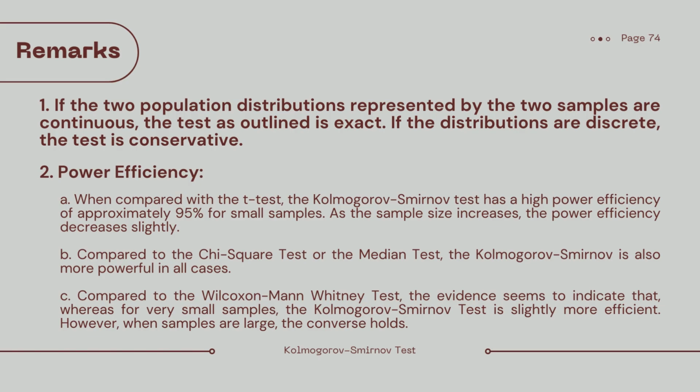So ang point naman ng remark na ito ay nagpo-focus sa dalawang bagay. First, ang KS test ay mas powerful or may high power efficiency compared with t-test, chi-square test, median test, and even Wilcoxon-Mann-Whitney test. And when we say power efficiency, it is the ability of our test statistic to reject a null hypothesis given that it is false. So if mas mataas yung power efficiency, mas mataas din yung probability of making the right decision. However, ang second point ng remark na ito is that mas magiging high lang ang efficiency ng KS test for small samples. For large samples, the power efficiency slightly decreases.